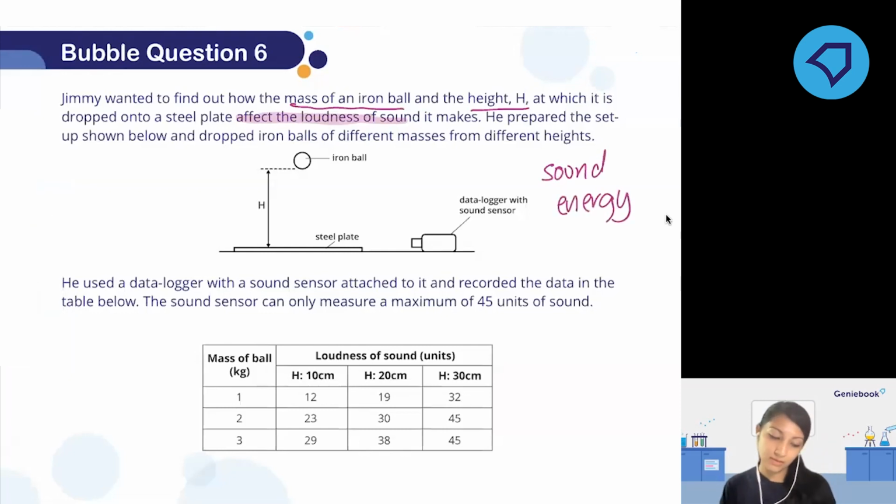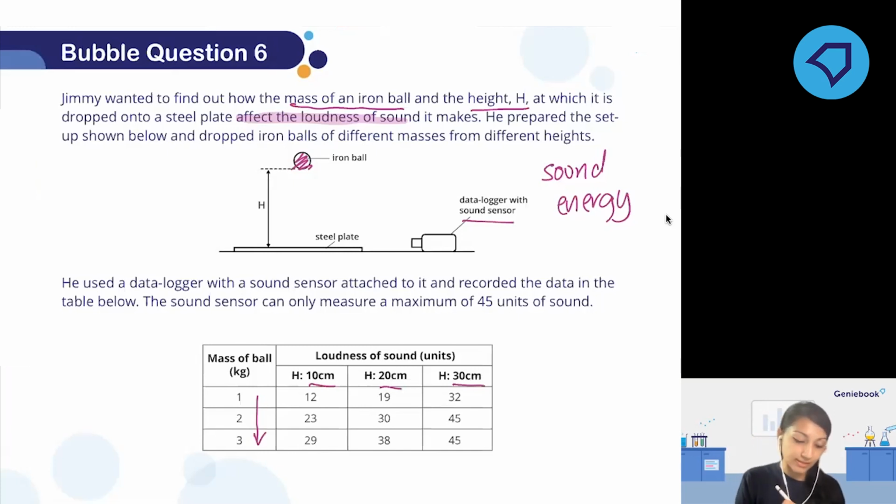He prepared the setup as shown below. So you have the iron ball here. You drop it onto the steel plate. It'll be like ding, got the sound, right? And then you have a data logger with a sound sensor, which can record the data in the table below. So as you increase the mass of the ball, the loudness increases, but the loudness for the different heights also differs. For example, at 10 cm, it's only as such, and then at 20 cm, at 30 cm height.